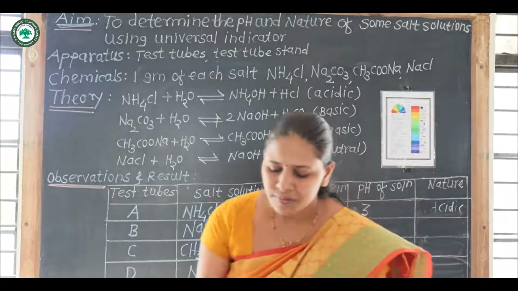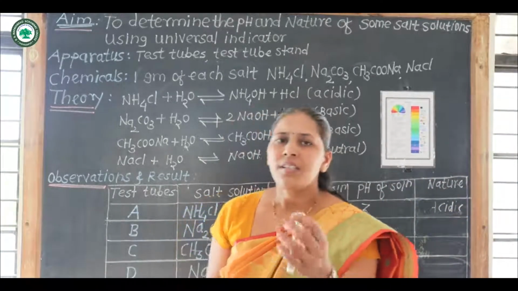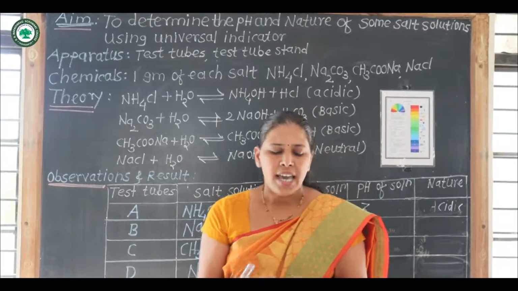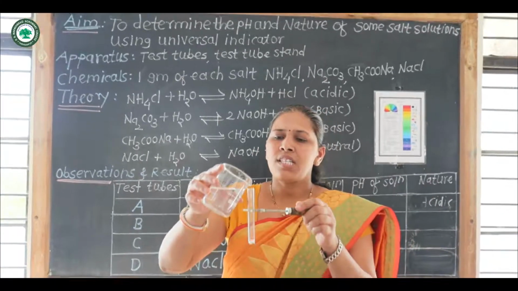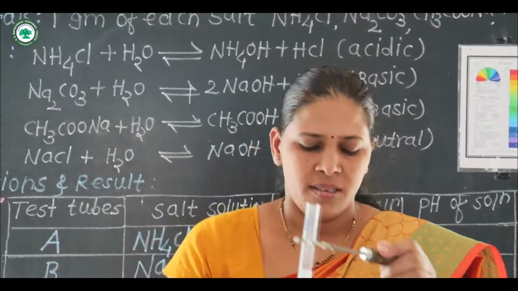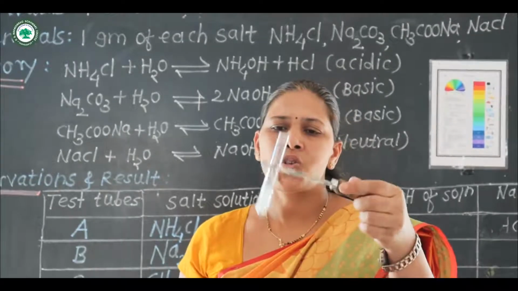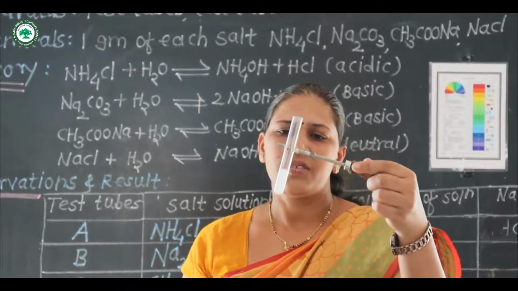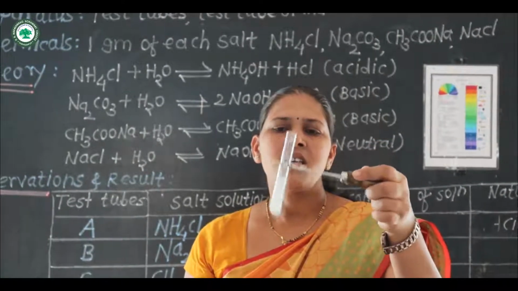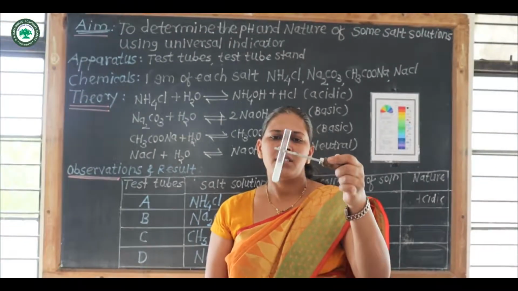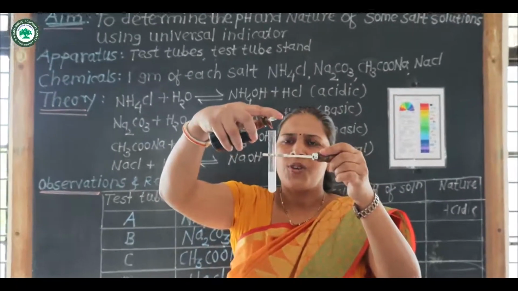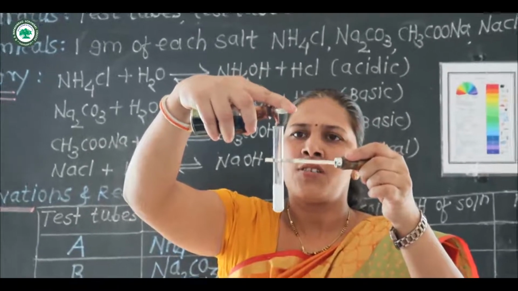Then the second salt, sodium carbonate, taken in test tube B. Add a little amount of distilled water to dissolve the salt. Stir the solution. The salt is completely soluble in water. Then add 1 to 2 drops of universal indicator and observe the color of the salt solution.